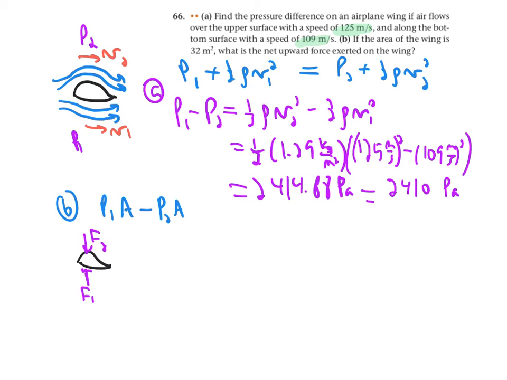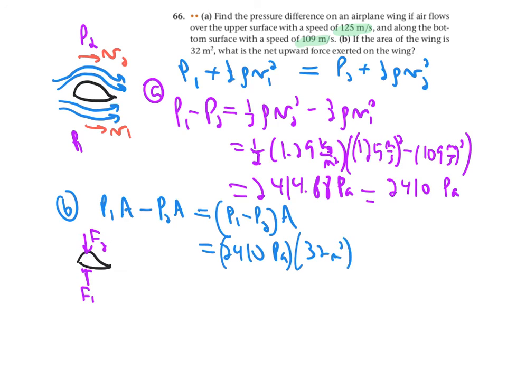And so going back up here, we see that net force is the difference in area and forces. I'm going to do one extra step and pull out the common area, in part because part A gave me P1 minus P2. And so it's going to be 2410 pascals times 32 meters squared, which turned out to be 77,120 newtons. Now we only have 2 digits, and so I should really call this 77 kilonewtons, which gives me my accuracy exactly as much as I need it. So there we go.